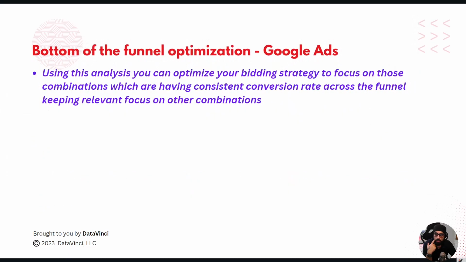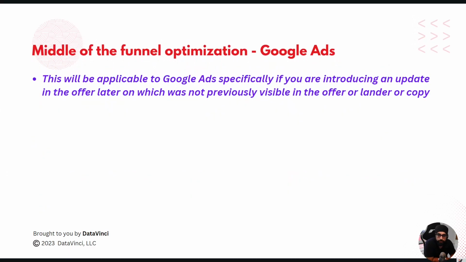Okay. Now coming to the middle of the funnel. This will be applicable to Google Ads specifically if you are introducing an update in the offer later on, which was not previously visible in the offer or lander or the copy. As I told you, in top of the funnel, you are introducing your offer, you're introducing your value proposition. If you're not changing that, then mostly for Google Ads optimization, the middle of the funnel scope is limited.